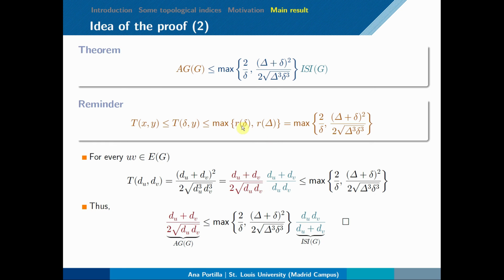And according to this inequality, this quantity, which is the evaluation of T at d(u), d(v), recall, is upper bounded by this quantity. Okay, now let's consider this inequality and solve for the red factor. If we do it, I get that this red factor is upper bounded by the maximum between these two quantities and this expression. But the red factor happens to be the density of the arithmetic geometric index, and the blue factor happens to be the density for the ISI index. So, finally, we have proved the inequality that we wanted to prove.